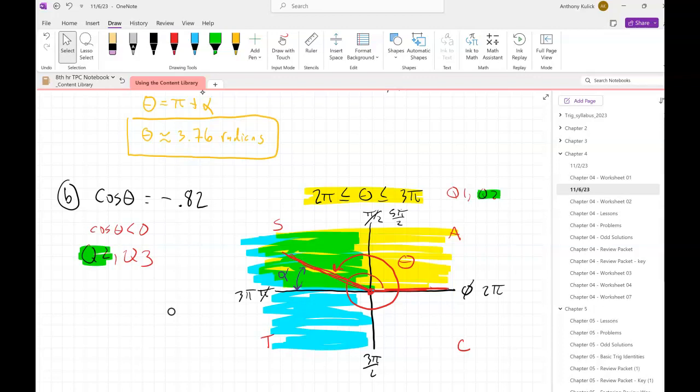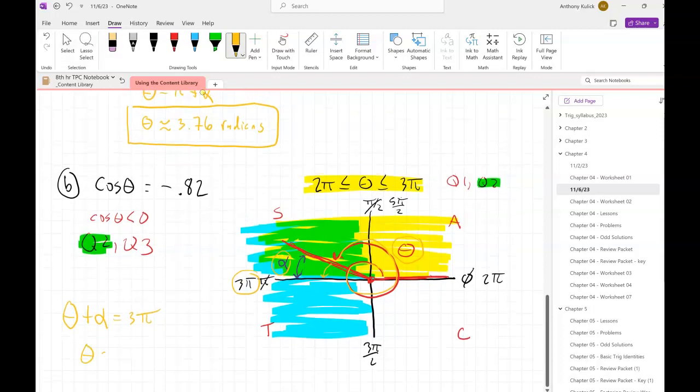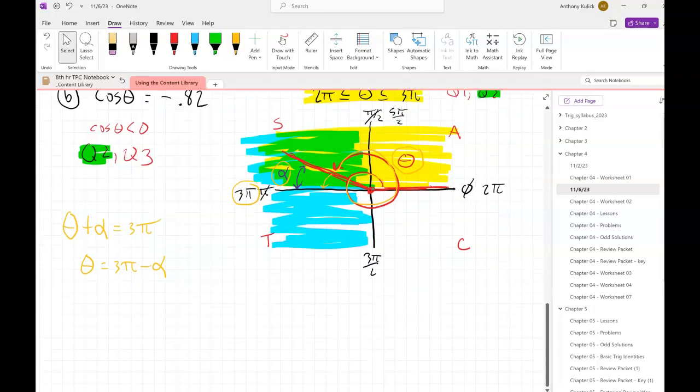Okay. So now I'm ready to write my equation. So let's look. If I go to theta, I get to here. If I go alpha more, I get to there. And that's 3 pi, right? So I'll write theta plus alpha equals 3 pi. To get the theta by itself, I will subtract alpha from both sides. So theta should be 3 pi minus alpha. And now it's calculator time.